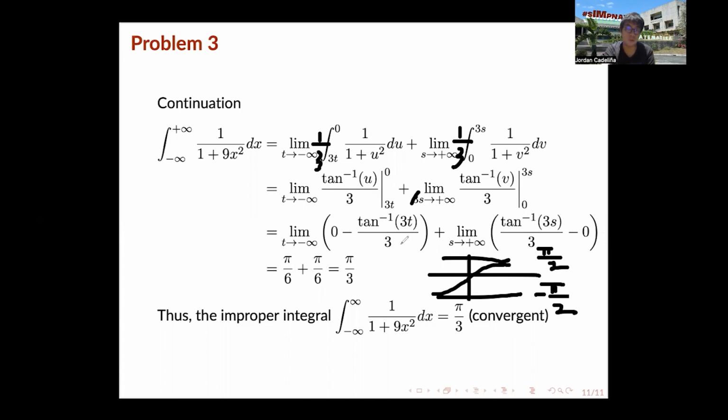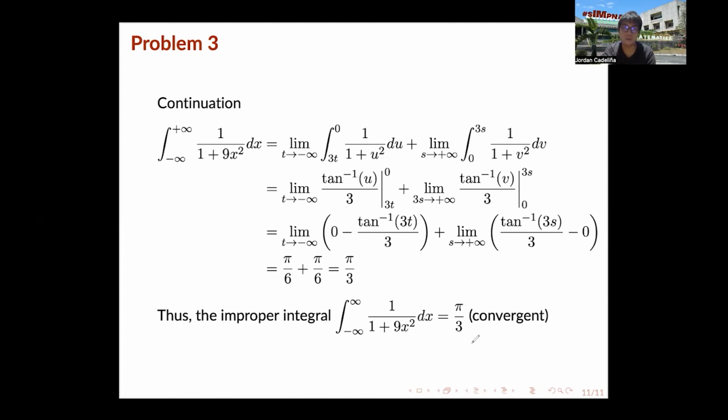So pag substitute dito, negative pi over 2 over 3 is negative pi over 6. Kaya naging positive to. Dito naman, pi over 2 over 3, kaya positive pi over 6. Then, ito na yung sum niya, yung value niya. So since may value naman to, therefore, convergent itong integral na to with the value of pi over 3. Okay, so that ends our video. Thank you for watching and see you in the next lecture video.